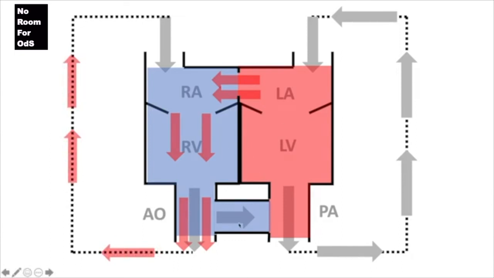And that's the mechanism of prostaglandin in TGA. Again, the PDA is still going to flow from the aortic side to the pulmonary side, but the main point is the blood flow at the atrial level.